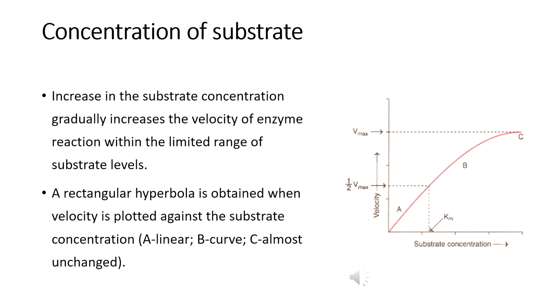Next is the concentration of substrate. As the substrate concentration increases, the velocity of the enzyme reaction gradually increases within a limited range of substrate level. That means at a particular level, the velocity of the enzyme also increases as the concentration of substrate increases. But after that, at a maximum point, it will stop and it will form a straight line. So a rectangular hyperbola is obtained when the velocity is plotted against the substrate concentration. We can see that 3 points are there, A, B, C. A is the linear, B is the curved, then C is almost unchanged. So at the point C, the velocity of the enzyme remains unchanged.